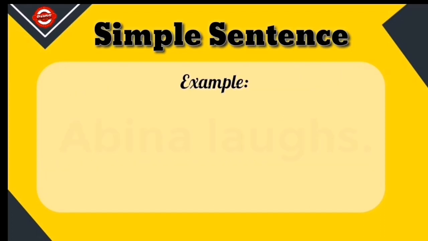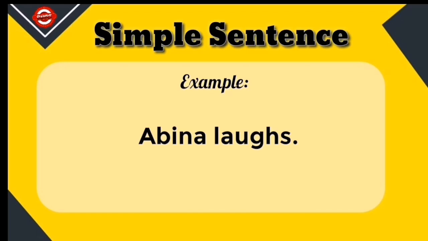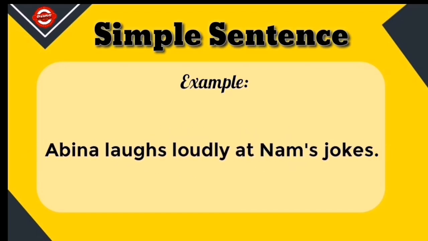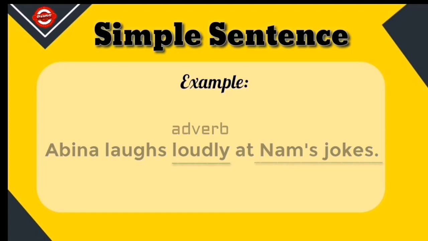For example, Abina laughs. This is obviously a simple sentence since it consists of a subject, who is Abina, and a verb, which is laughs. The same rationalization is applied if you add more words to the sentence. For instance, Abina laughs loudly at Nam's jokes. Though the sentence contains the addition of the adverb loudly and the noun phrase Nam's jokes, it does not affect the structure of the sentence. Now let's make it more complicated.